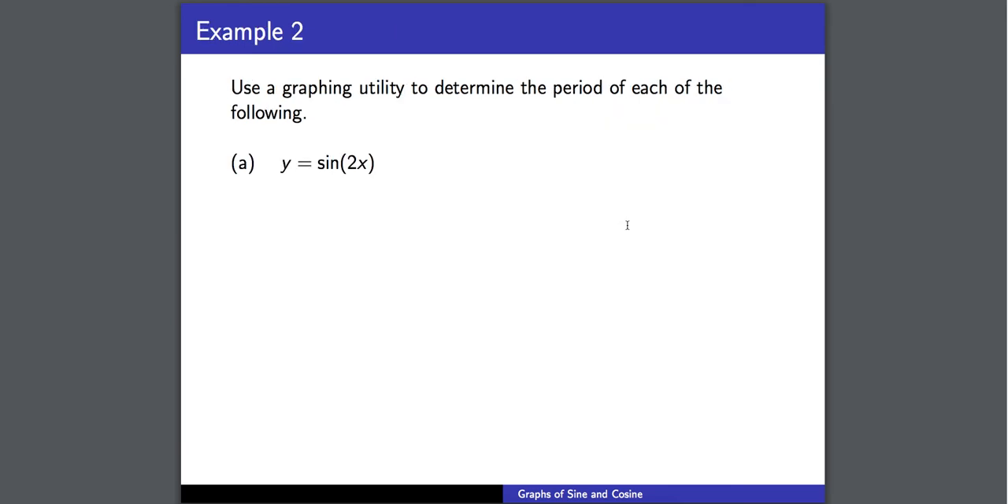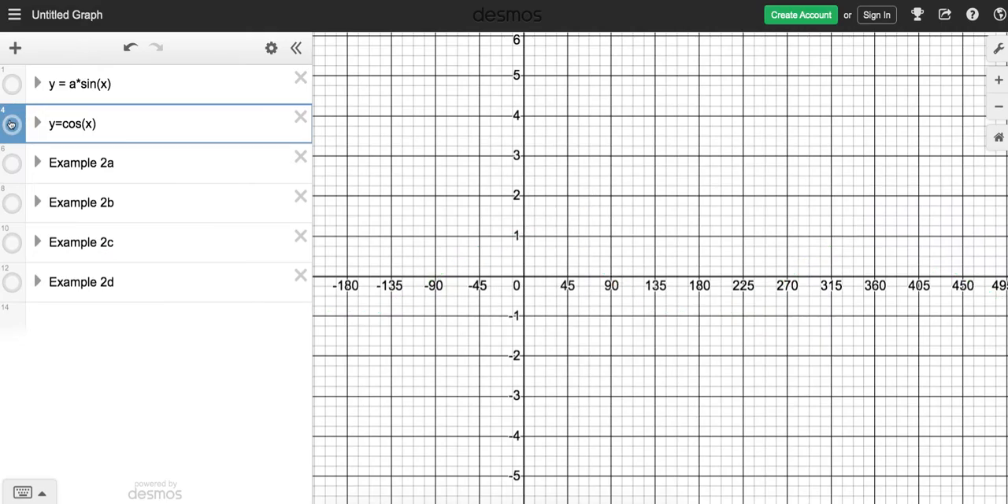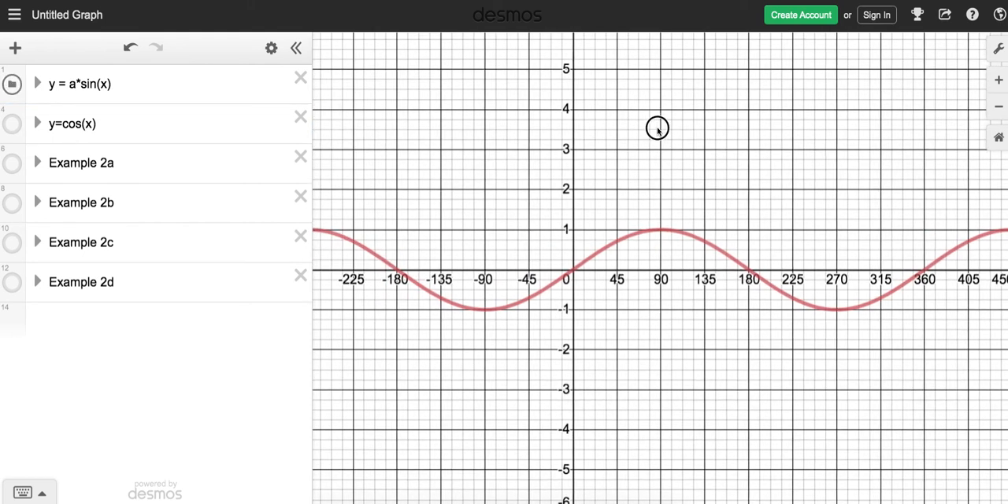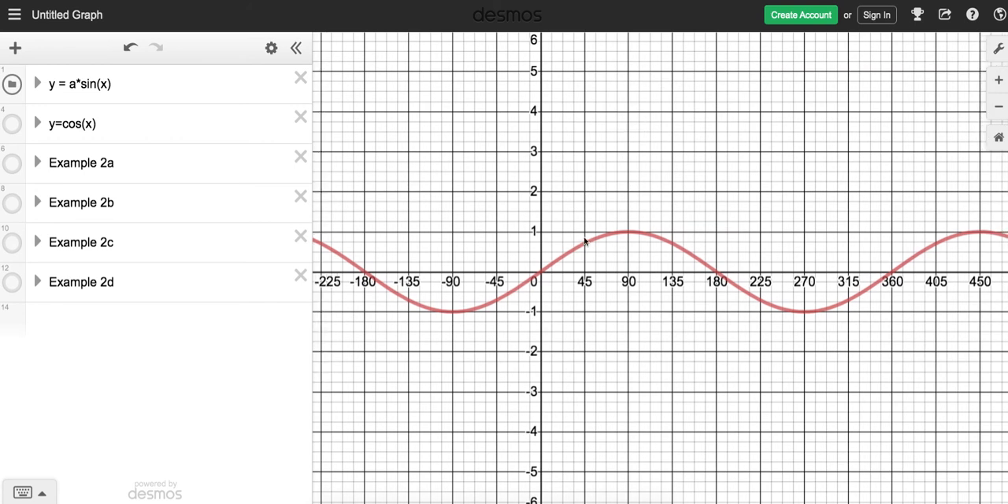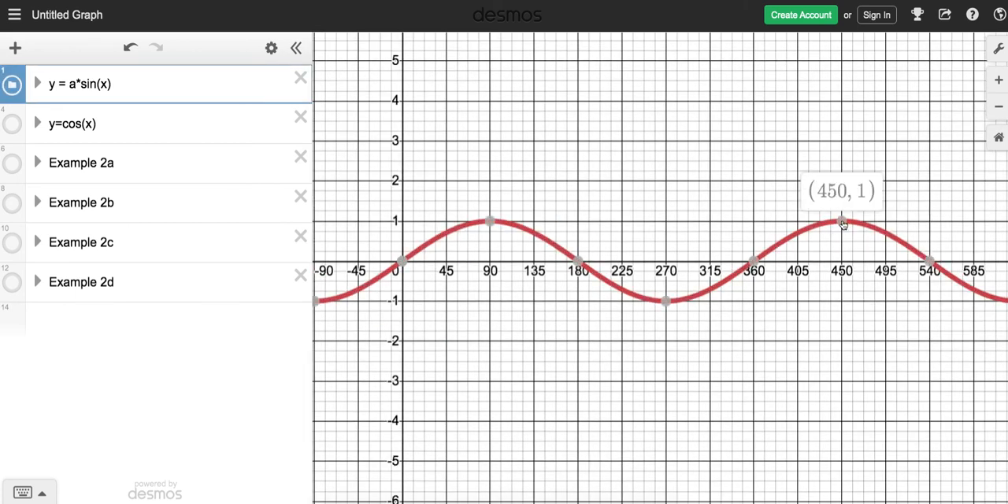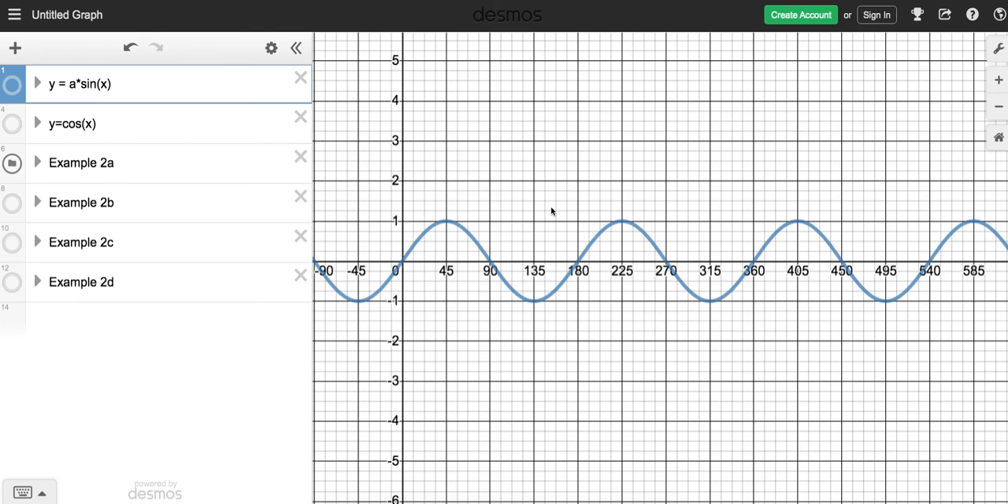So example 2, we're going to use a graphing utility such as a graphing calculator to determine the period of each of the following. So we're going to start with the sine of 2x. Now before I do the sine of 2x, I'm going to look at the sine of x. So here's our sine of x wave, just normal y equals sine of x. Notice again, this one from 90 to 450, the period here is 360 degrees. 450 minus 90 is 360 degrees. But if we take a look at the graph of sine of 2x, here's the sine of 2x in blue.